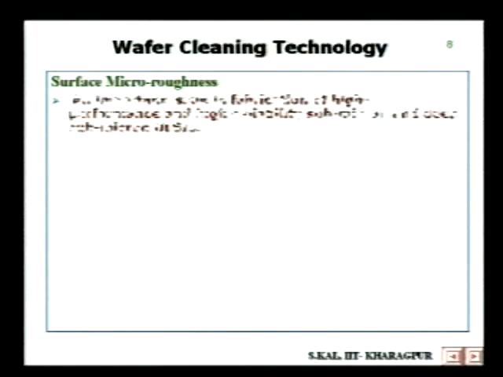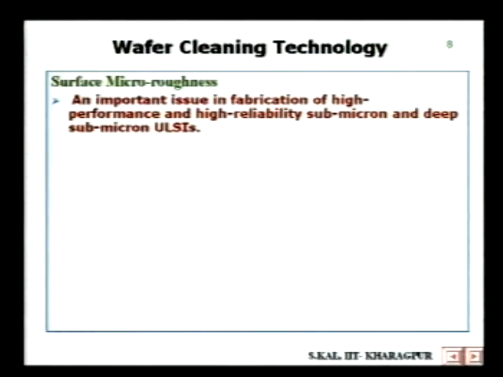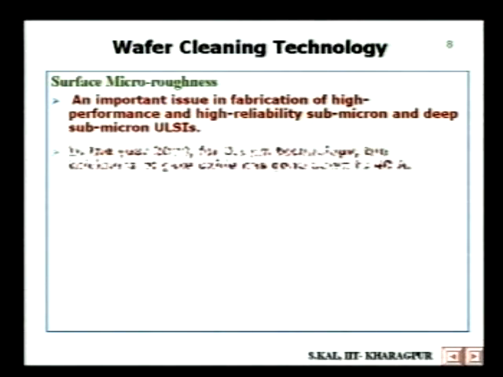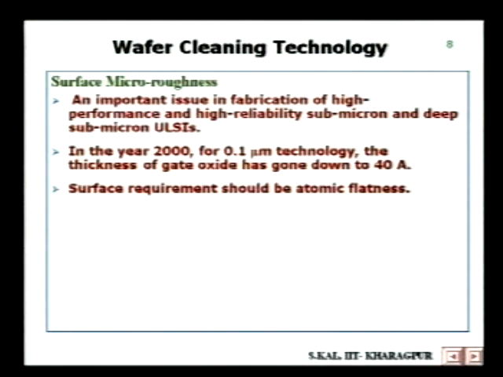Now, surface micro roughness. An important issue in the fabrication of high performance and high reliability submicron and deep submicron VLSI is to remove micro roughness. In the year 2000 and beyond, with 0.1 micron technology, the thickness of gate oxide has gone down to 40 angstrom, meaning only 4 nanometer. The surface requirement should be atomic flatness. That's why the surface of the silicon should be mirror finished or atomic finished.